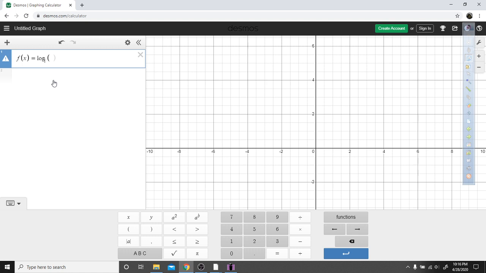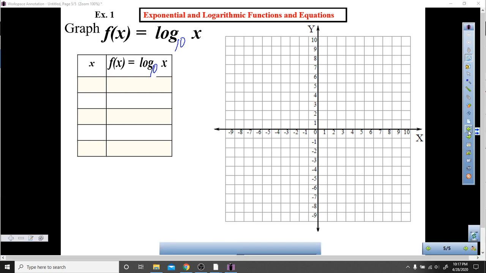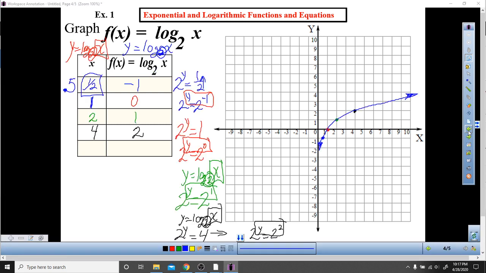And what is the one that we just graphed right now? It had base what? 2. So I'm going to put 2. And then this was x. Close parentheses. And here's our graph. Now, is that what our graph looked like? Let's see. Yep, there it is.